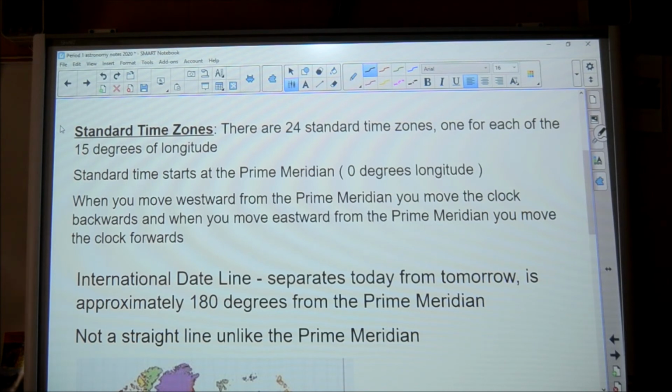The international dateline, we talked about also when we did topographic maps. Remember, unlike the prime meridian, which is a straight line, the international dateline is kind of crooked. Remember we said it doesn't cut a country into 2 different days, because the international dateline is separating today from tomorrow.